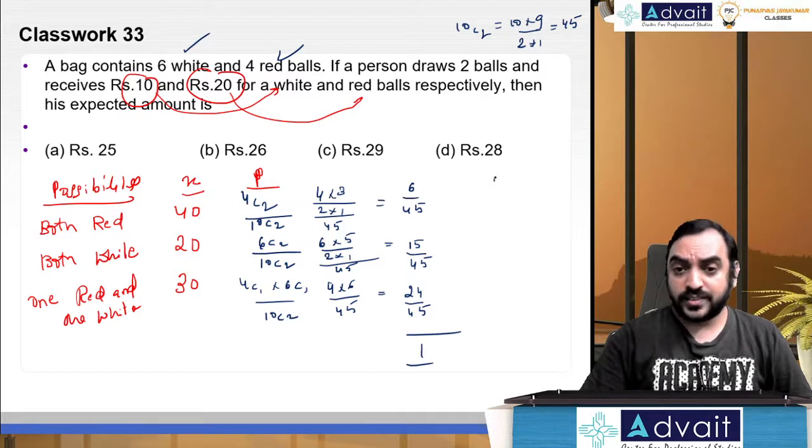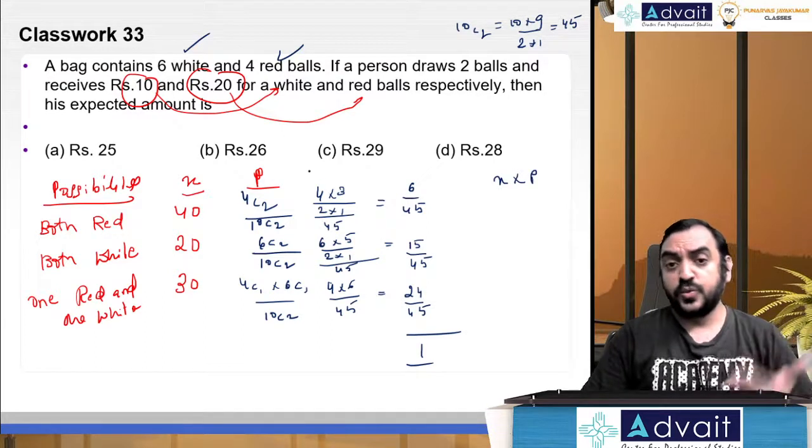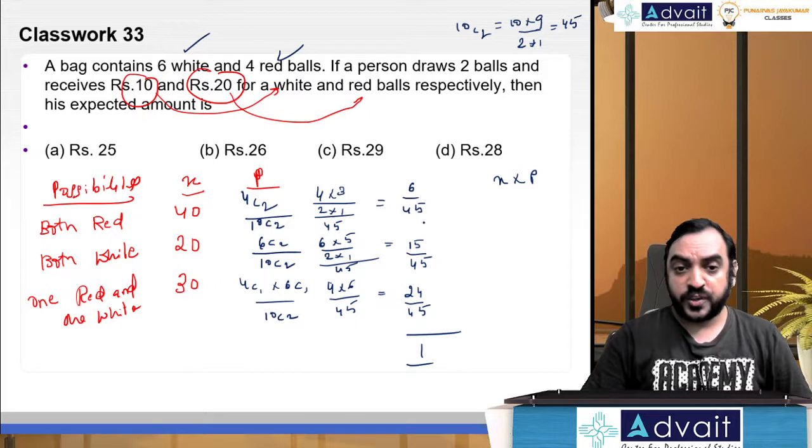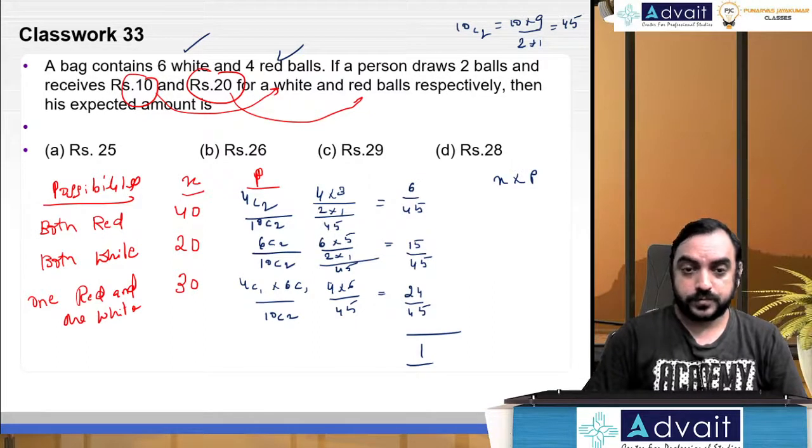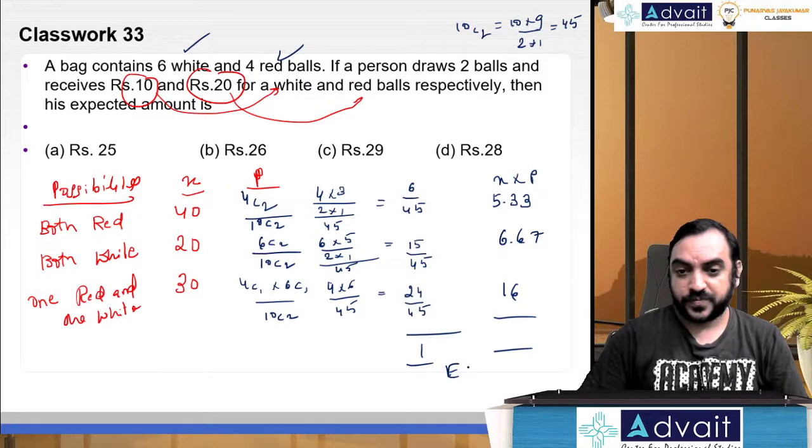Yes. Then you do x into p, the expected value E of x. 40 into 6 by 45 is 5.33. 20 into 15 by 45 is 6.67. 30 into 24 by 45 is 16. So E of x, the expected value, is 28. Option D.